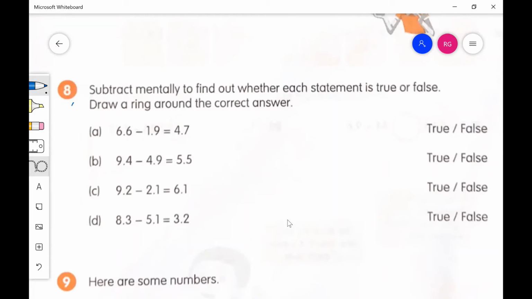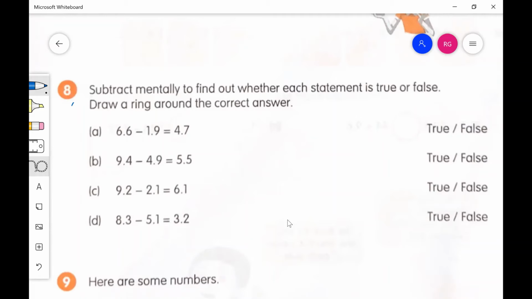Here on number 8, it says to subtract mentally or in our heads to find out whether each statement is true or false. Draw a ring around the correct answer. So for this one, 6.6 minus 1.9 equals 4.7.